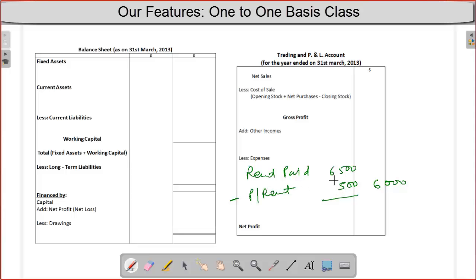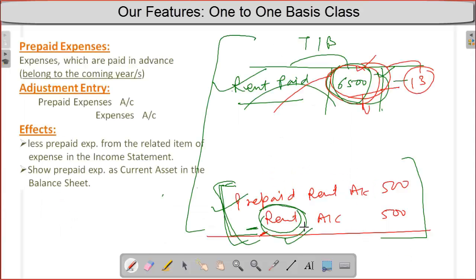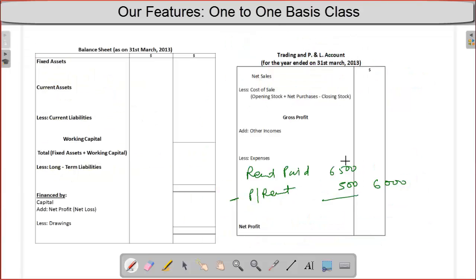Why I subtracted this 500? Because here rent account is credited, and credited means reverse direction. Here debited with 6500 and here credited. Credited means reverse direction. Reverse direction, it means I have to subtract. Okay, and after subtraction I got the amount of rent which belongs to the how many months? 12 months. In the income statement we have to show only 12 months figure. This is 13 months figure and minus 1 month figure, so this is the 12 months figure. Got it? So understood the first impact.